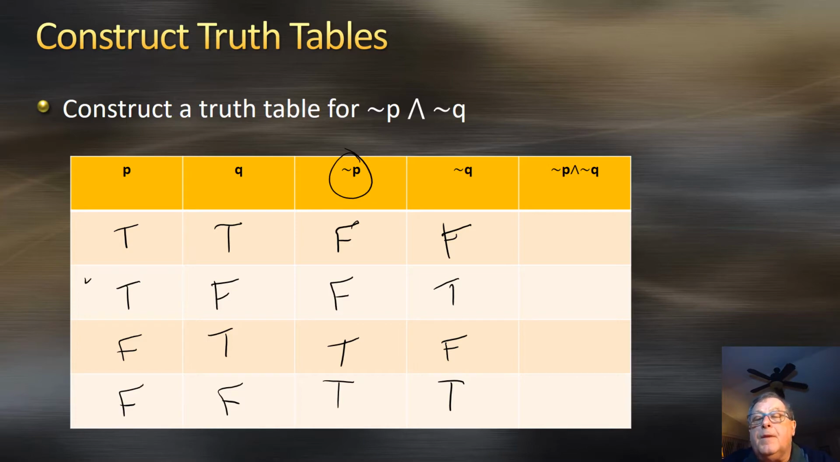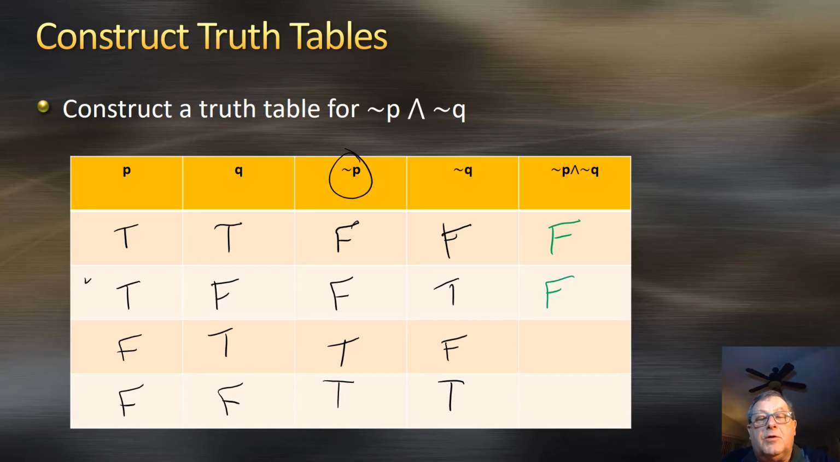Now remember, for it to be true, they both have to be true. So here we've got negation of P, not P, and not Q. Well, they're both false, so obviously this statement is false. And secondly, we got where not P is false and not Q is true. Well, they're both not true, so the compound statement, not P and not Q, is also going to be false.